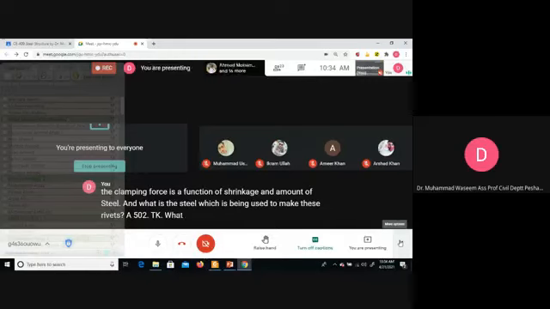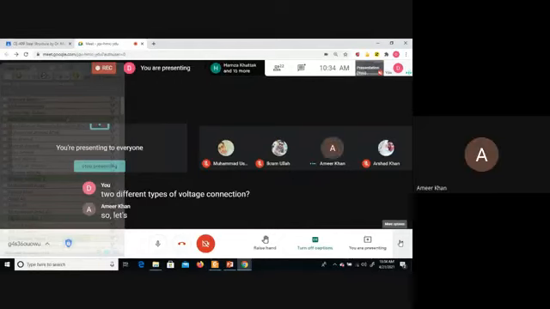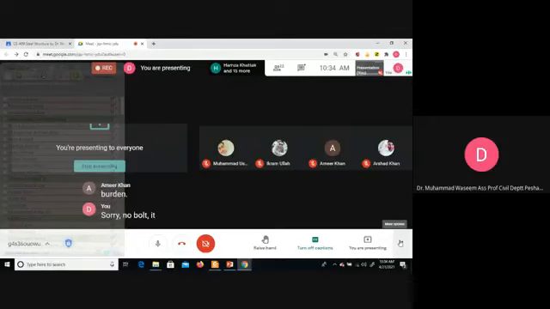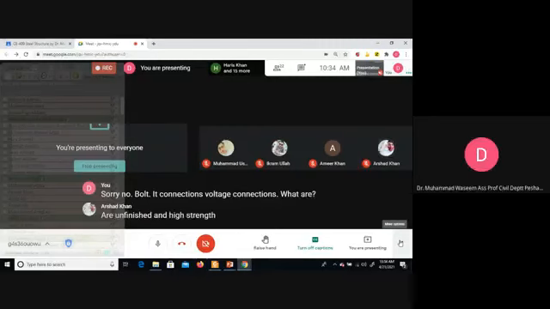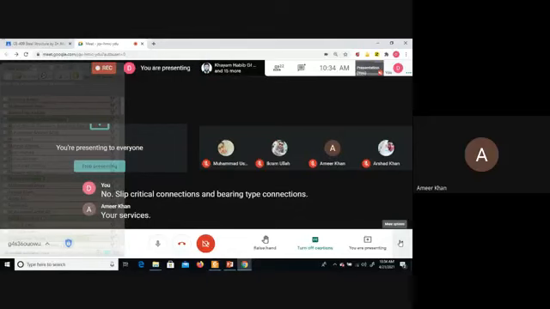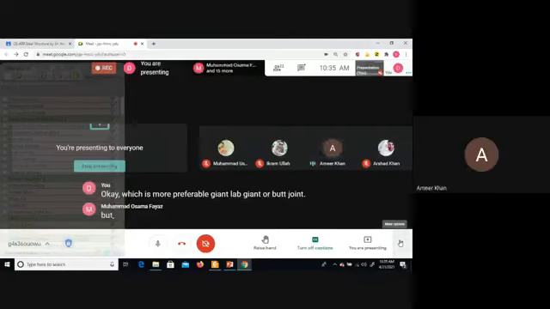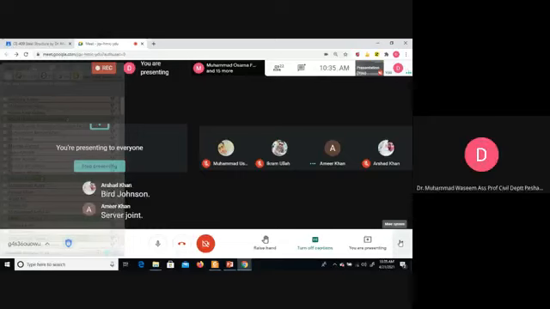What are the two different types of bolted connection? Sir, lap joint, butt joint. No, sorry, bolted connections. Sir, unfinished and high strength bolt. No. Slip critical connections and bearing type connections. Yes, sir. Okay. Which is the more preferable joint, lap joint or butt joint? Butt joint, sir. Okay.